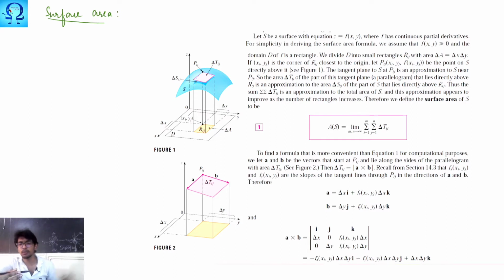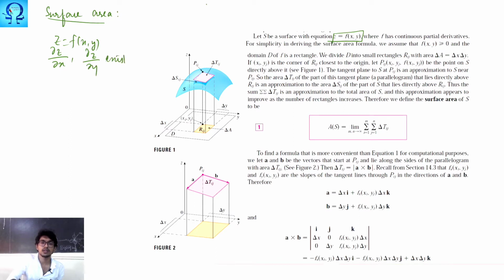Mathematically speaking, what do we mean by surface area? Let us get into it. So suppose you have a surface which is given by the equation z is equal to f of x, y, and this function has continuous partial derivatives. Continuous partial derivatives means, since f is a function of x, y, and z is equal to f of x, y, the partial derivatives del z upon del x and del z upon del y exist and they are continuous as well.